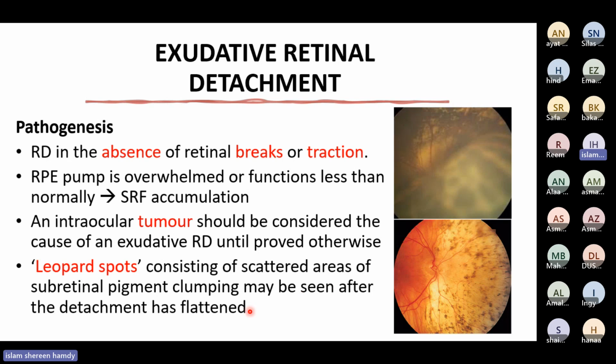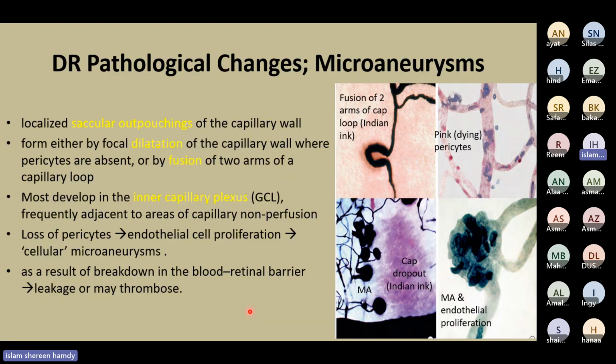If we move to diabetic retinopathy, what's important here, what I need you to know, is the location of each of the lesions. So we have the microaneurysms. Usually they develop as outpouching of the blood vessels in the inner capillary plexus in the ganglion cell layer. These are different types of stains and preparations that stain the microaneurysms and show them.